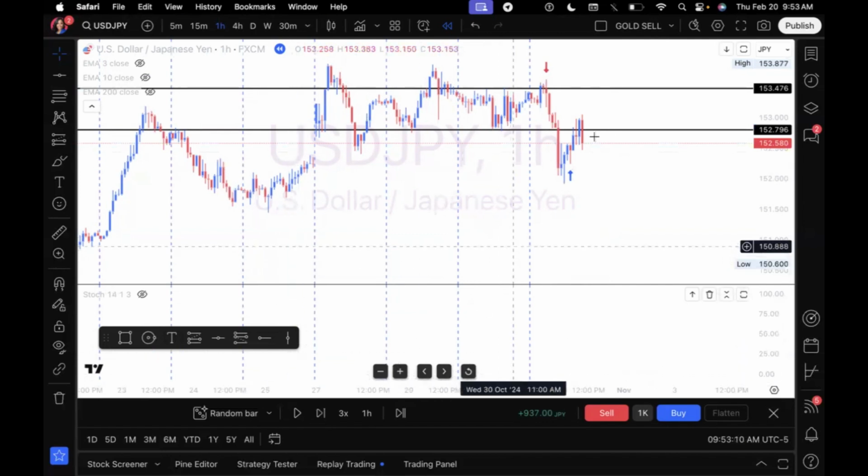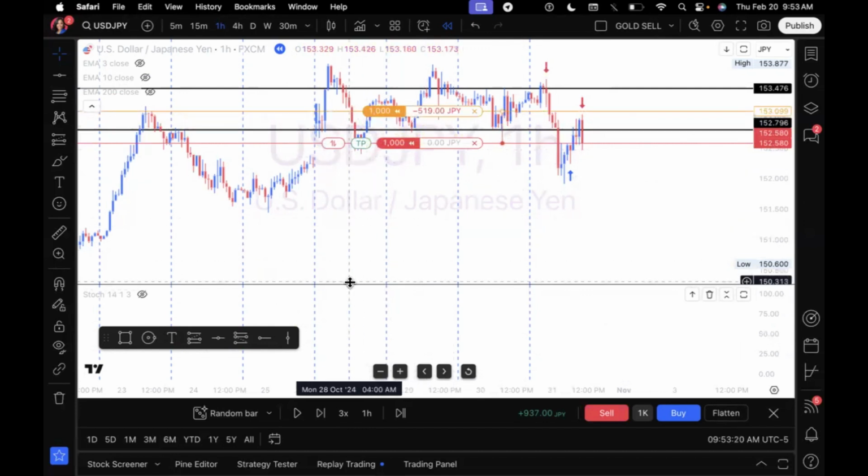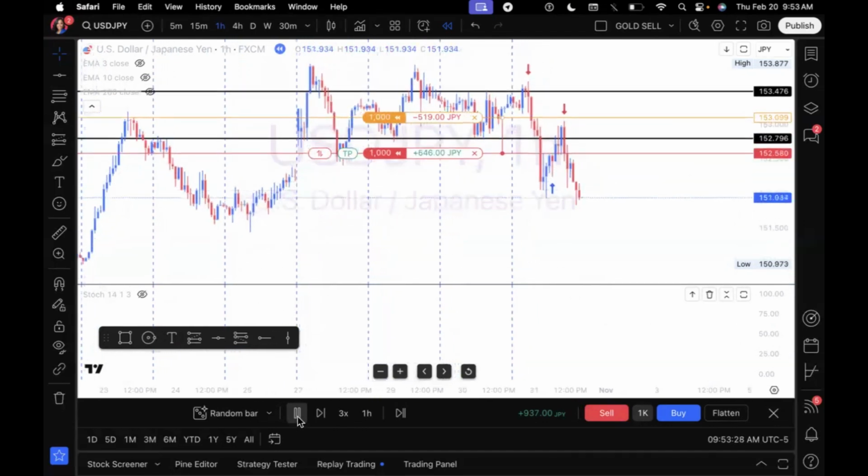Now we've already had our previous day's lows broken. We're now finding resistance around that area. This could be another opportunity to sell. We could be right, we could be wrong, but let's go ahead and get in for a sell, set our stop loss above that previous day's high, and see what happens.